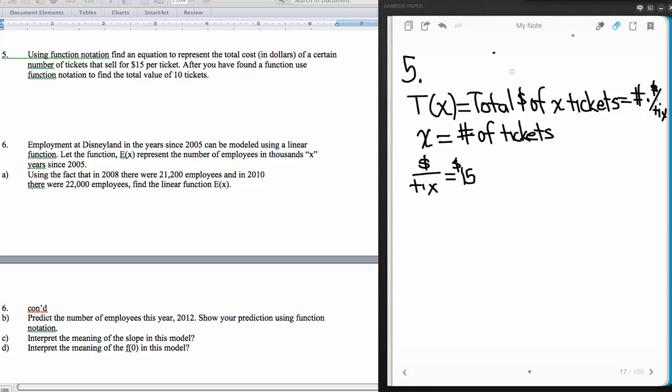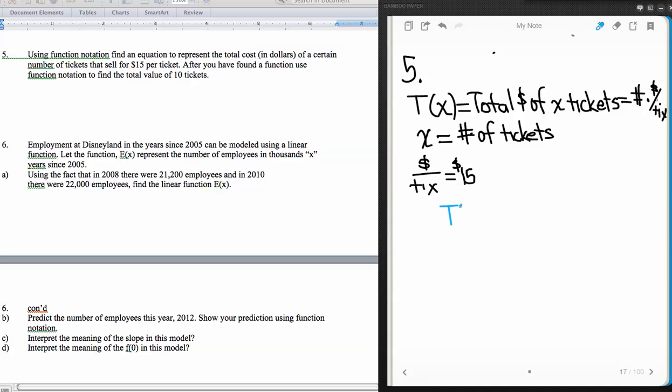So I've started by writing down the information. That's called our setup. I've given my function a name, using function notation. I've called it T of X, meaning the total dollars of X tickets. And that's going to be found using the total value formula, being the number of tickets times the dollars per ticket. The X is the number of tickets, and the value of our tickets is going to be $15. So we are going to start out by writing our formula.